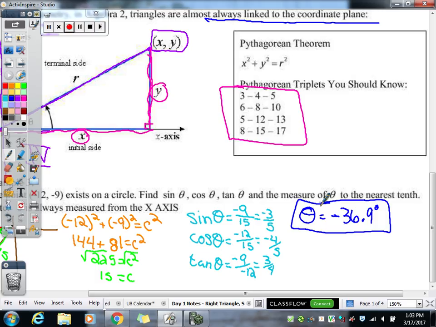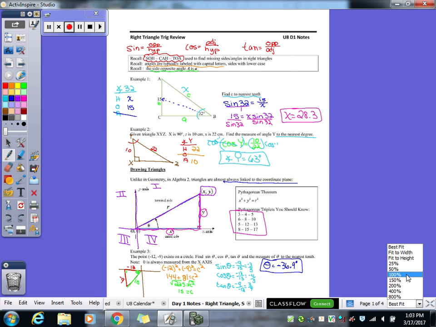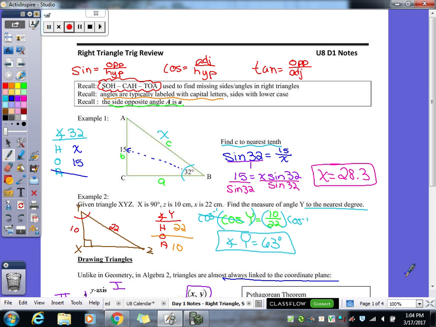So how do we feel about that so far? Not too bad? Good review. Okay. All right, let's go to the next page.